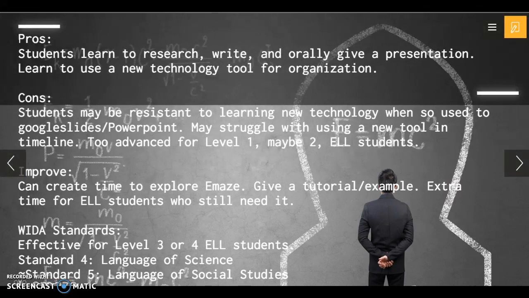Unfortunately, I wasn't able to give this to any students because I haven't been working full-time in a classroom this session. So instead, I made some assumptions based on the past as well as what I would expect students to be like with the new improvement. The pros of this assignment are that students learn to research, write, and orally give a presentation, as well as learn to use a new technology tool for organization.